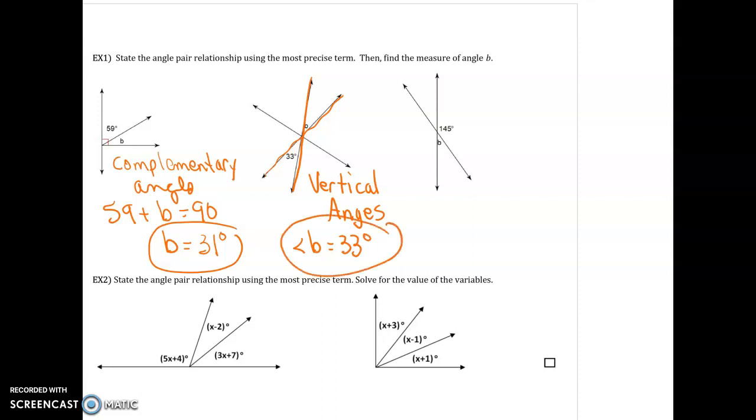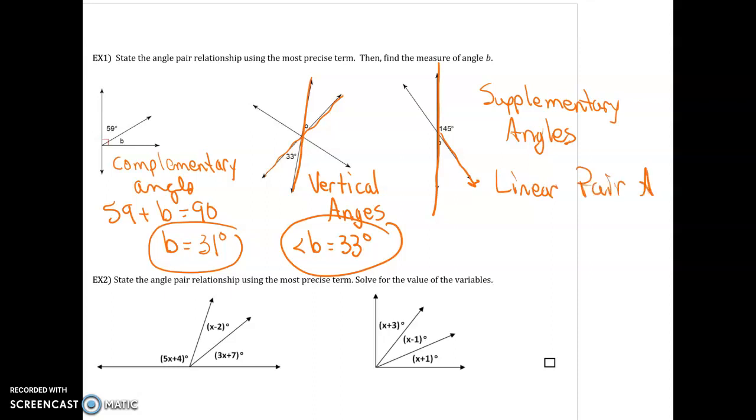All right, the next one, I notice two angles that are forming to make a straight line. So one thing you could call them are supplementary angles. But remember, supplementary angles don't have to be next to each other. So if they are next to each other, the better name is a linear pair. This is the preferred name.